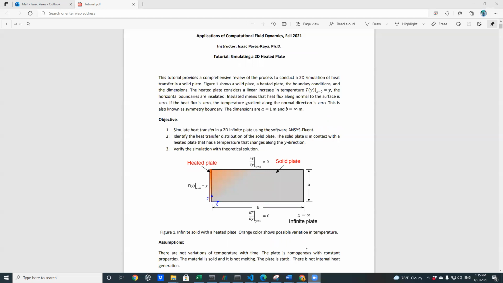Now, these are our objectives. Number 1, simulate heat transfer in a 2D infinite plate using the software ANSYS-Fluent. Number 2, identify the heat transfer distribution of the solid plate. The solid plate is in contact with a heated plate that has a temperature that changes along the y direction. And number 3, verify the simulation with a theoretical solution.